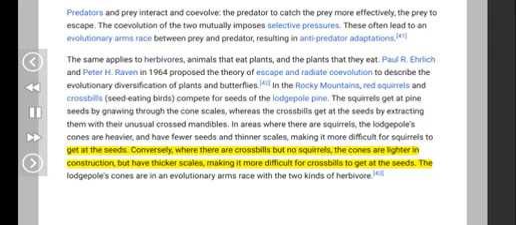Conversely, where there are crossbills but no squirrels, the cones are lighter in construction, but have thicker scales, making it more difficult for crossbills to get at the seeds. The lodgepole's cones are in an evolutionary arms race with the two kinds of herbivore.